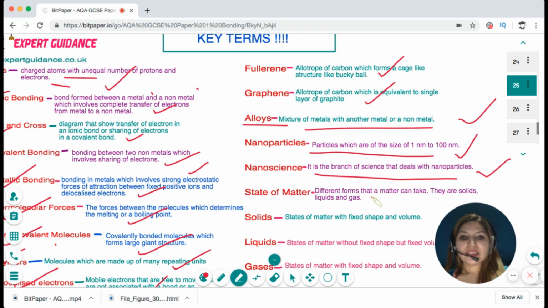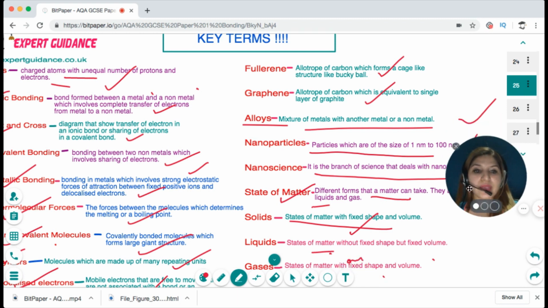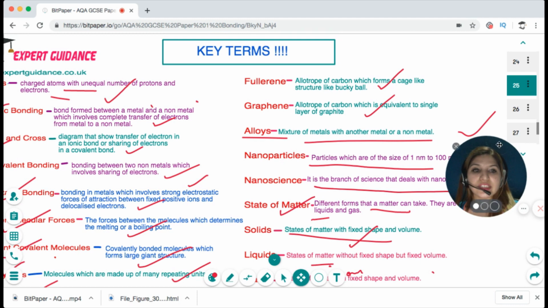States of matter are the different forms that matter can take: solids, liquids, and gases. Solids are the state of matter with fixed shape and fixed volume. Liquids have fixed volume but not fixed shape. The state of matter without any fixed shape and fixed volume is gas. Okay, so I hope this is clear to you.